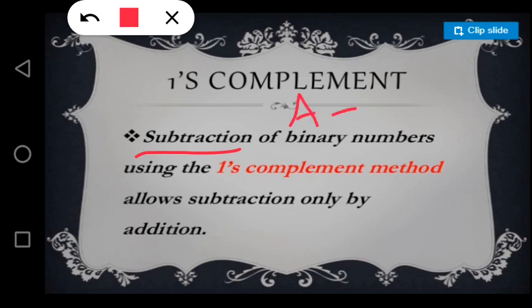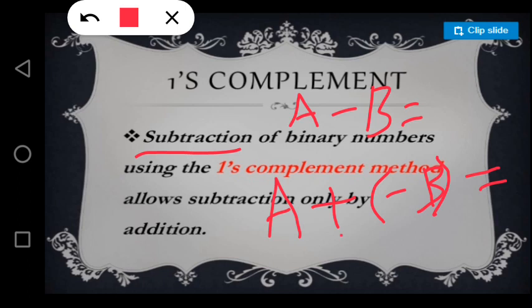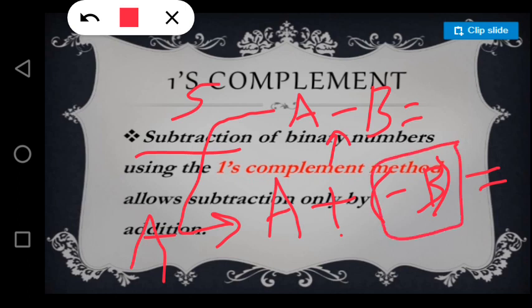Why? If I have to do a minus b, can I write it as a plus of minus b? Yes, I can, because plus multiplied by minus becomes minus. There is no difference. So ultimately what I am trying to do is convert subtraction into addition. This is important. So it is required to represent minus b. Minus b is a negative number. So if you want to represent a negative number, you should use 1's complement or 2's complement.